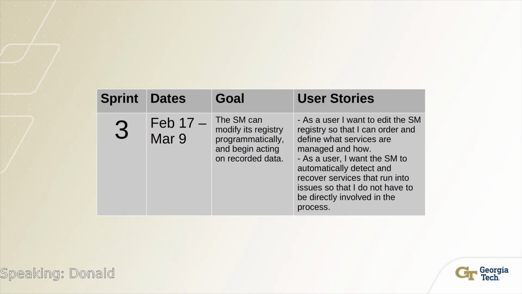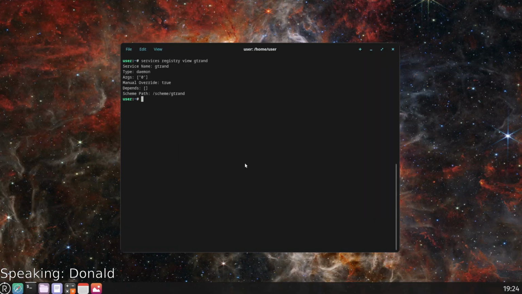In Sprint 3, we introduced the registry, which manages the startup configuration of each service managed by the service monitor. We can view the existing service's registry entry using the registry view subcommand. This will report the service's type, its launch arguments, whether its configuration is set as manual override, what services it depends on, and the path to the service's scheme.